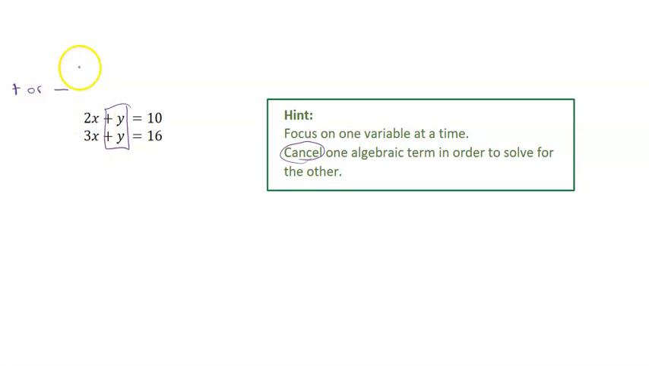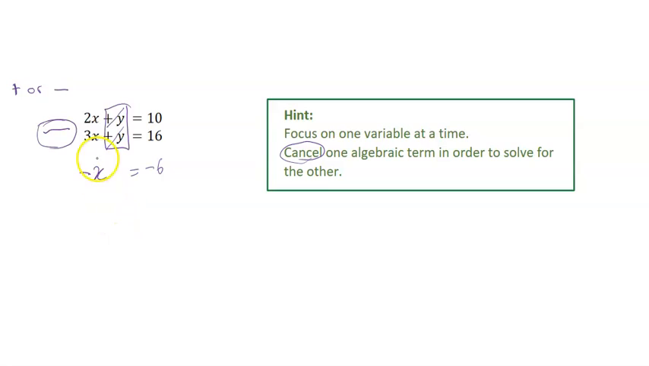If I take the first equation and subtract the second equation, then I know that I'm going to cancel out that y, because that's essentially like saying y subtract a positive y, well, that's just going to be 0. So I'm going to think vertically. 2x subtract 3x is going to leave me with a negative x. The y's cancel out, and 10 subtract 16 is a negative 6.